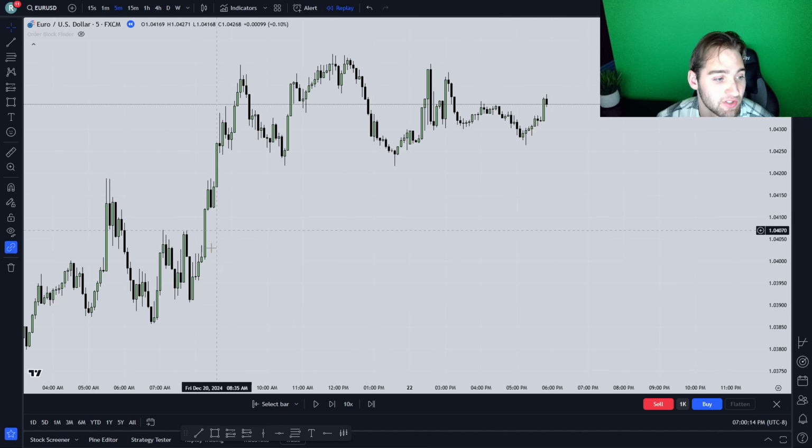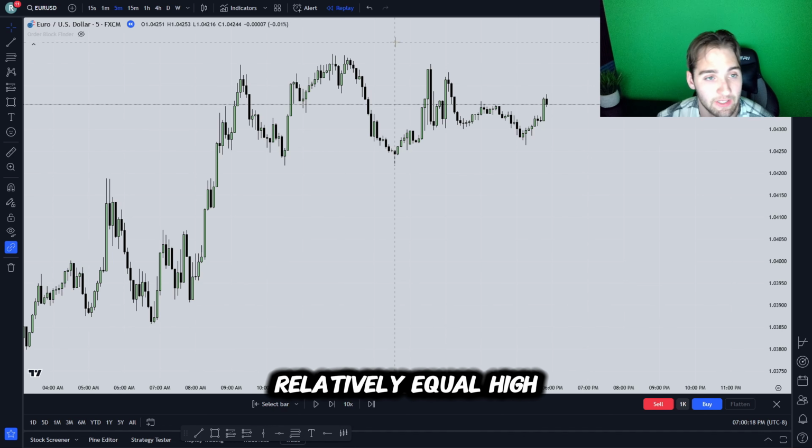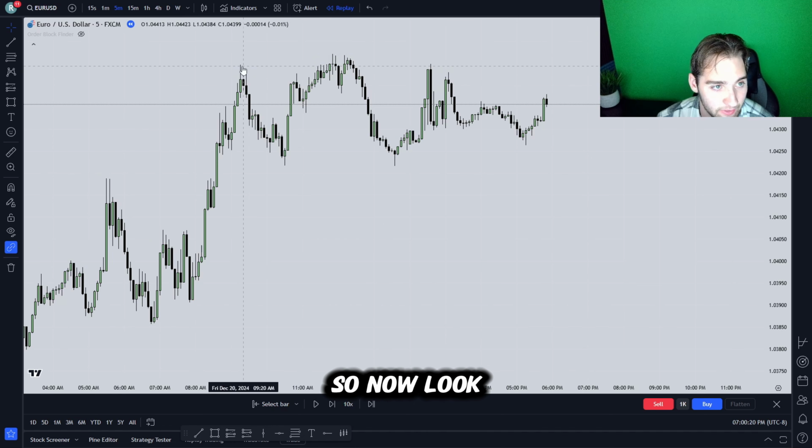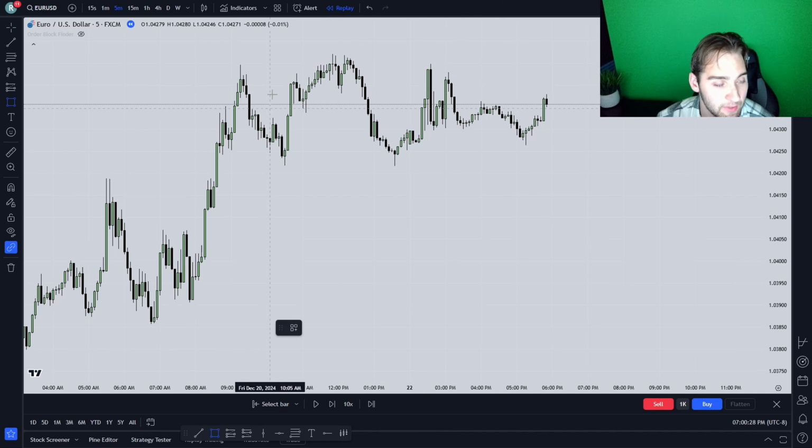So where's our resistance? Same thing like we did for lows: look for relatively equal highs. Now look at this one. These are really even. I like to look up there. We've got these that are slightly even. I'm going to mark out this zone here. So let's go ahead and mark out from this candle.